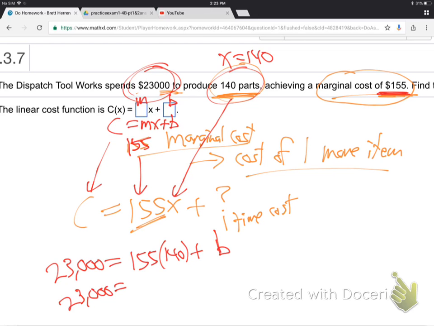Somebody have a calculator? I can't do it. What's 155 times 140? Oh, I got a calculator. Is that what it is? Whoops. Wait, one more time.